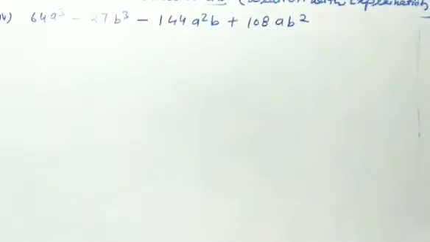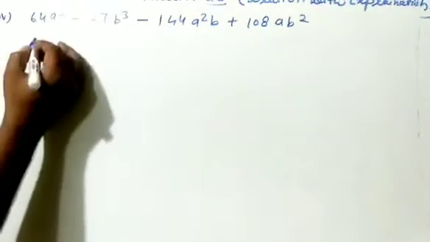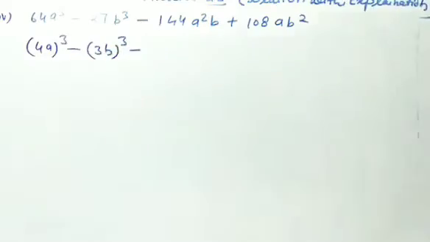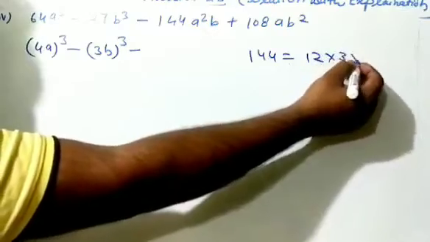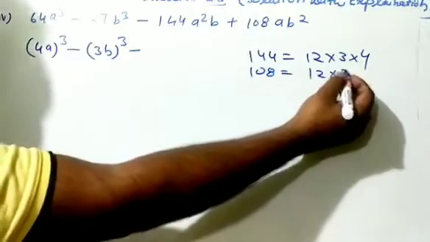So next part of question number 8: 64a cube minus 27b cube minus 144a square b plus 108ab square. Again we have to write this question so we can compare it with identities. Can we write 4a whole cube, 3b whole cube, minus, what are the commons here? First of all, I am writing here for your understanding. 144 we can write as 12 into 3 into 4, and 108 we write as 12 into 3 into 3.